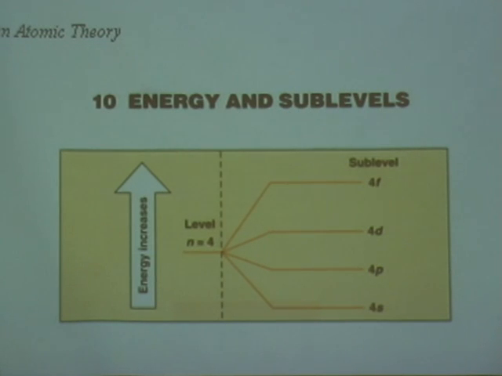And we've talked about quantum numbers being related to energy. So you can see here that energy and sublevels are what it's all about. But right over here, energy increases. It's all about energy. Now, in this particular example, we're using energy level 4. The energy level is the first quantum number, designated by n. In this case, n equals 4.